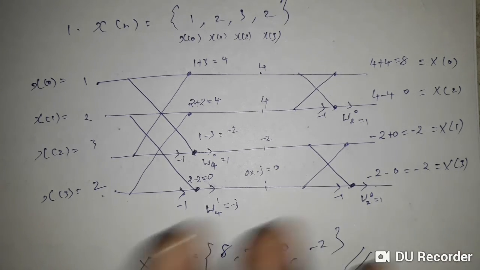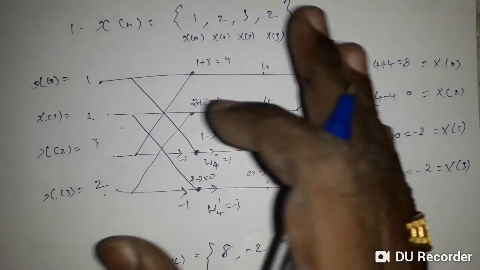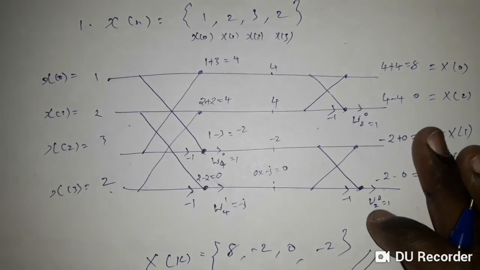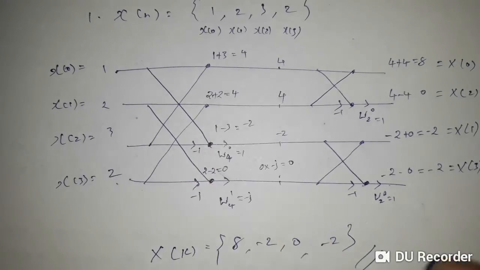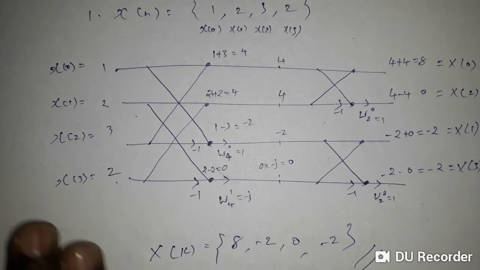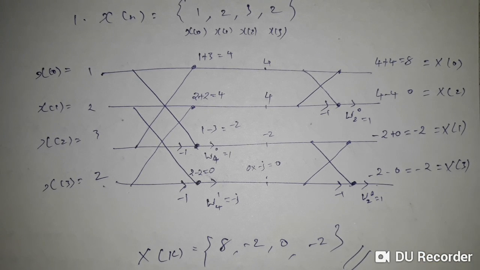So the difference is entirely opposite of DIT. There we started with 2 point, then we went for 4 point. Here we start with 4 point and go for 2 point. There the multiplication came before the addition and subtraction. Here the multiplication comes after. There the input will be in bit reversed order, output will be in normal order. Here the input will be in normal order and output will be in bit reversed order. Thank you.